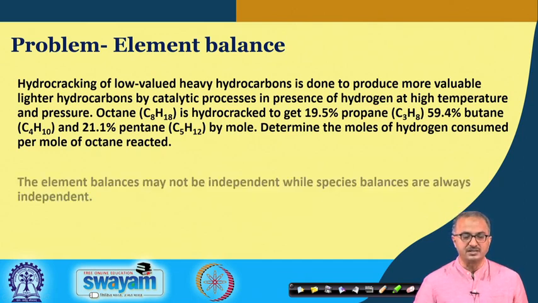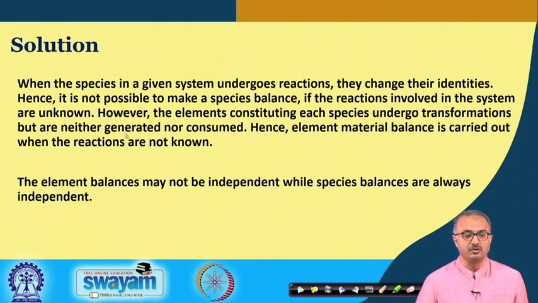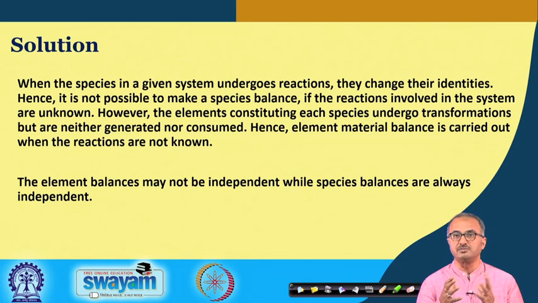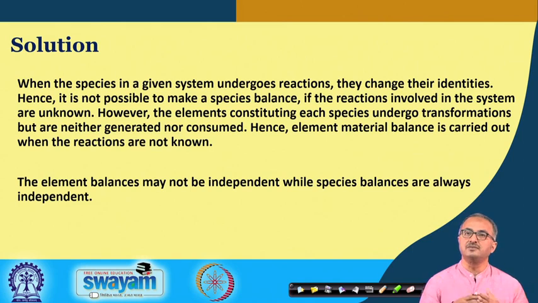First let us see the element balance. What we have done so far is the species balance, and we can always do the species balance. When we are doing it, if we have some consumption term or generation term and we know the particular reaction, then we can handle the species balance. But many a time it is found that the exact reactions are not known.